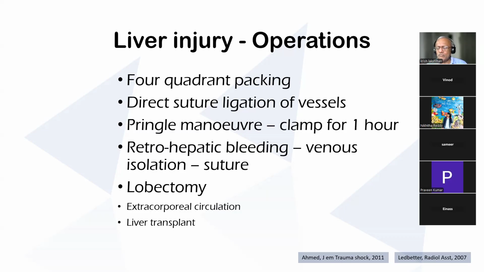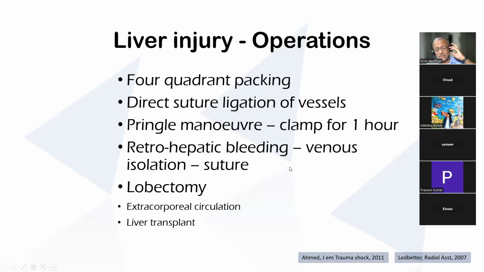So, if you start removing it from the pelvis, you'll perhaps look at some pelvic vessel or a mesenteric vessel, direct suturing. The liver, as I said, Pringle maneuver is one possibility. You can keep it clamped for an hour. Retrohepatic bleeding is very tricky. I've had 2 of these cases, but we could suture it. Hepatic avulsion of hepatic veins, we could suture it.